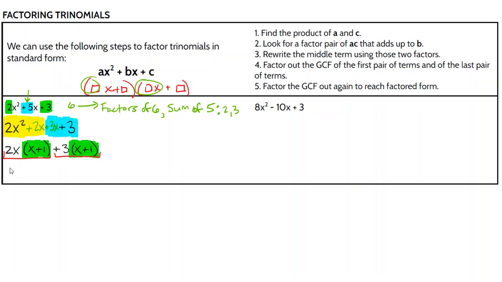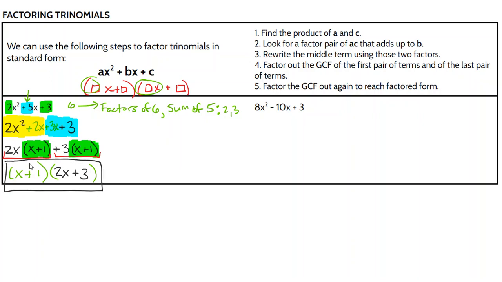So I can pull that out. So I have x plus 1. And now we want to say, okay, what do we have to multiply by to get back to the original? Well, to get to 2x times x plus 1, I have to do x plus 1 times 2x. And then to get to plus 3 times x plus 1, I have to do x plus 1 times 3. So this is my fully factored form.